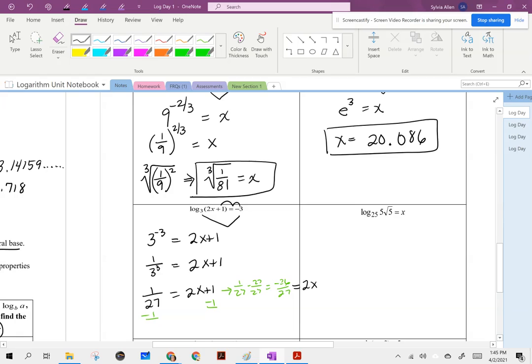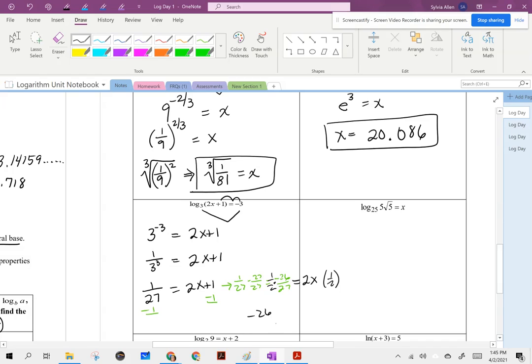is equal to 2x. I'm going to multiply by 1/2. So I've got negative 26 over 54. But remember what I can do with that. I can simplify that. I'm going to divide each of those by 2. I get negative 13 over 27.